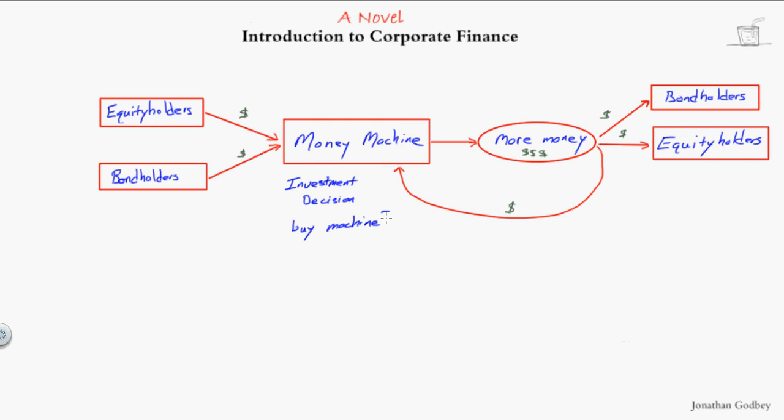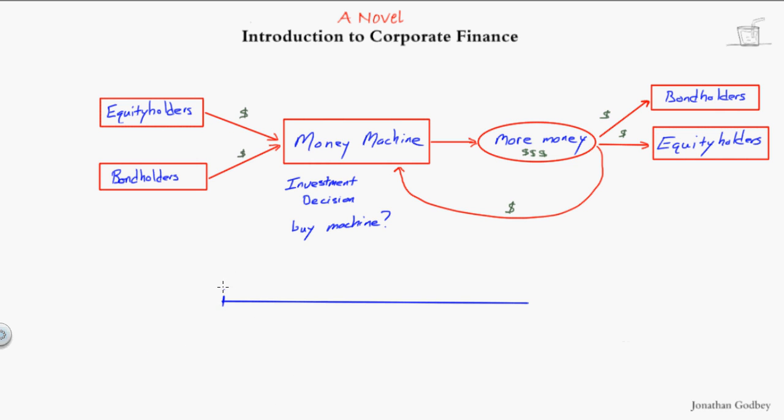Should they build a plant? What should they do with this money that they have? And their goal, remember, is to make this into more money. The math that we're going to use is what you've already seen in Chapters 2 and 3 and 6 and 7. We're going to have a very simple structure to this.